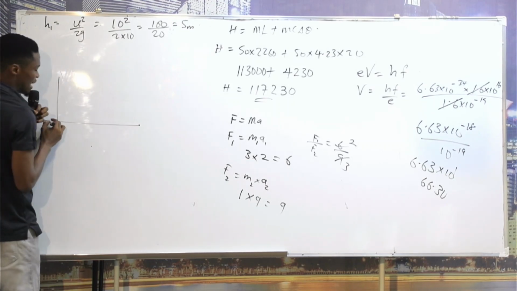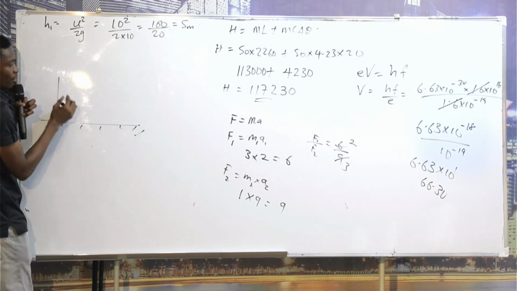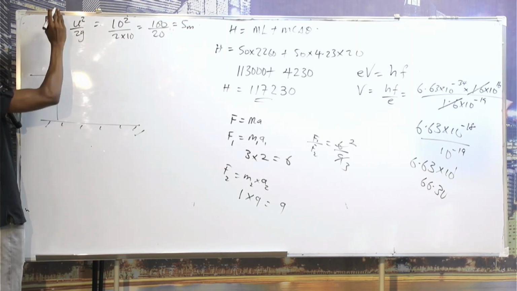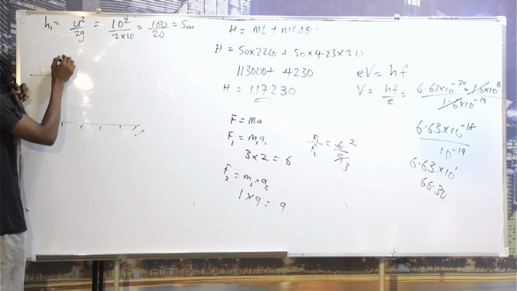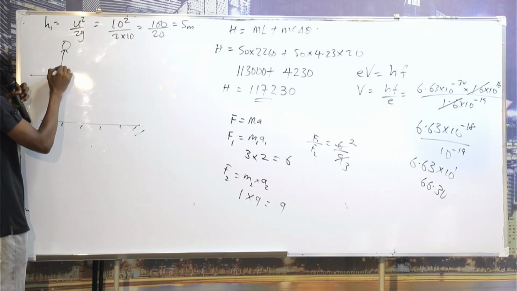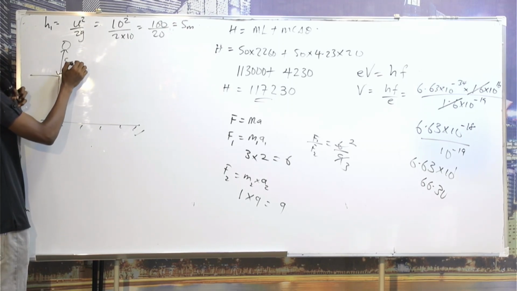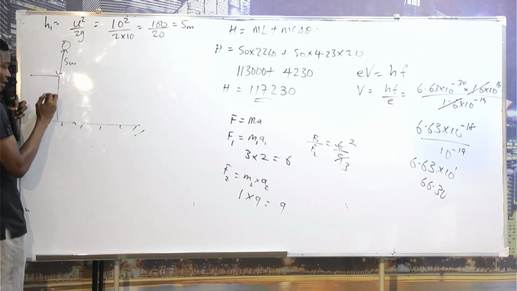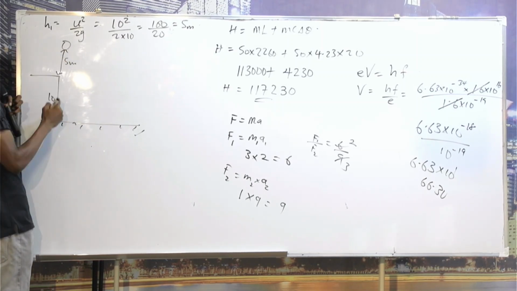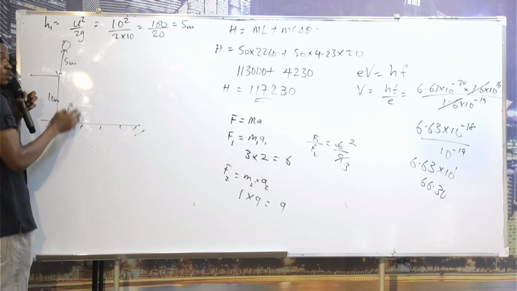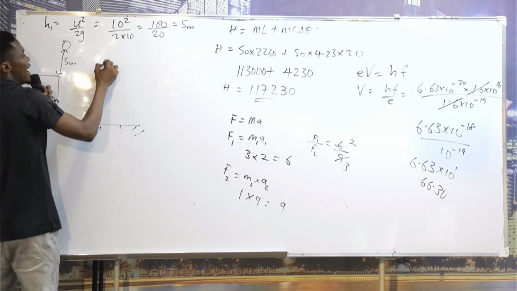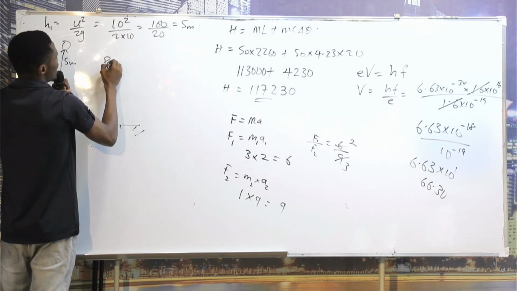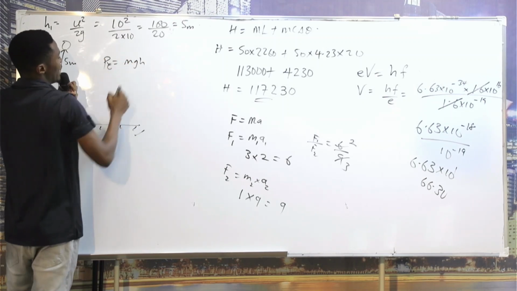This is the horizontal ground. Then this is where the object was projected from. From there, it will attain a height of 5 meters. But from the horizontal ground, what height did it attain? 10 plus 5. So the total height is 15. So the energy, that is the potential energy, will now be mgh.